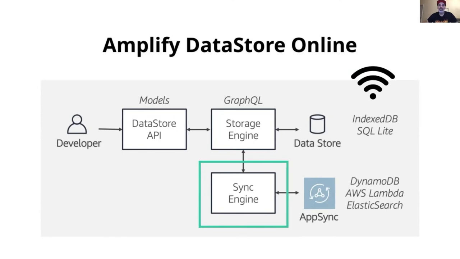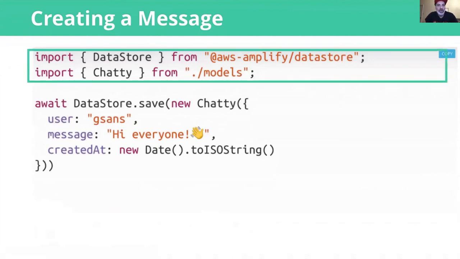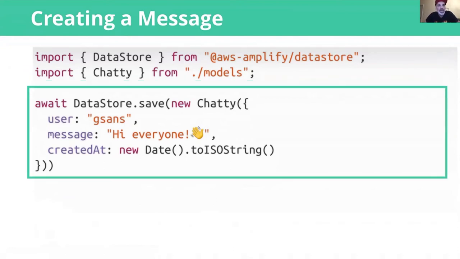Okay, so that's a lot of information to take in. So how does that look? Well, we have different imports here. What I'm going to show you is the models. These models were created using the GraphQL schema, so that's going to follow exactly the definition that you use in your schema. And it's just using DataStore save and using the model to create a new object. And as you can see, there's no GraphQL involved, which is quite interesting.